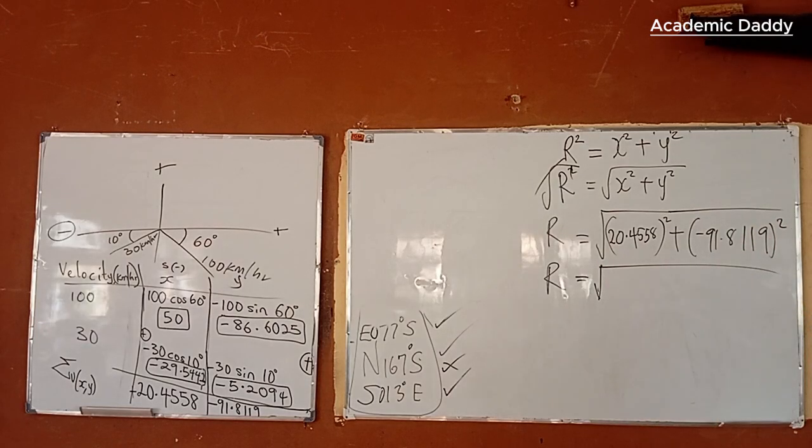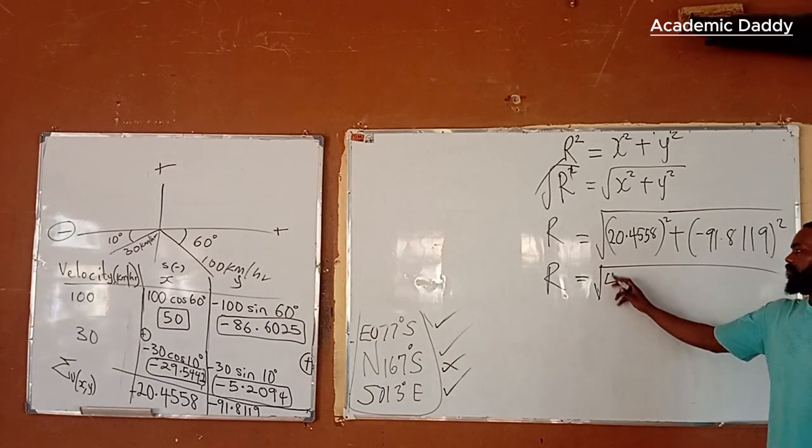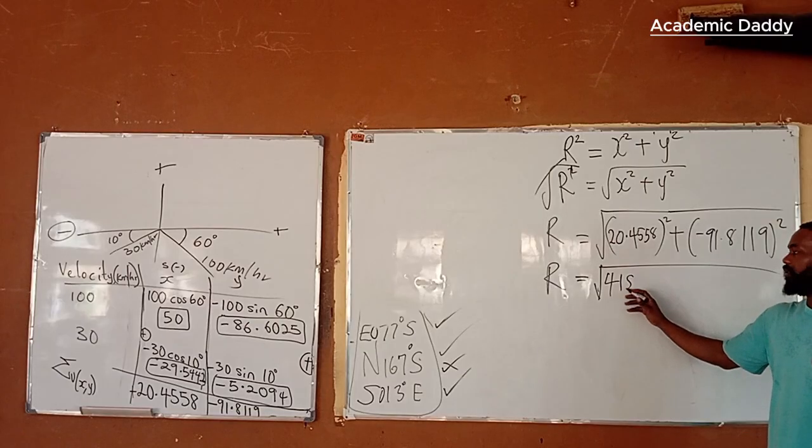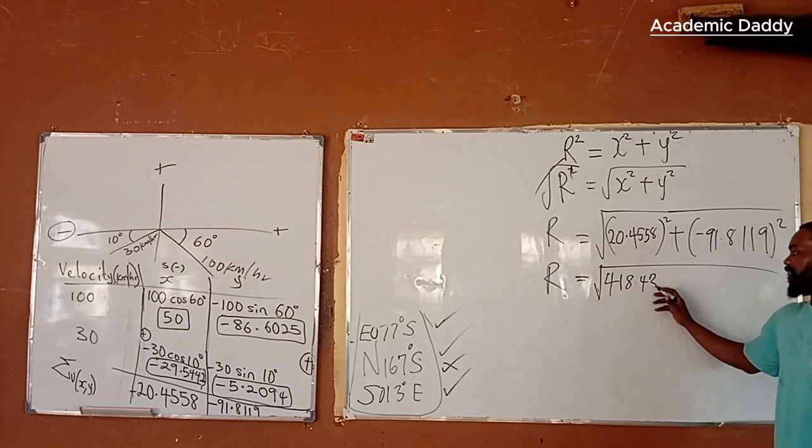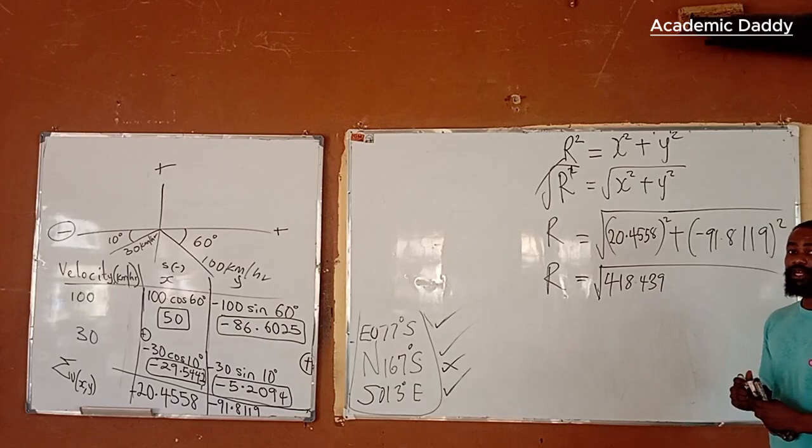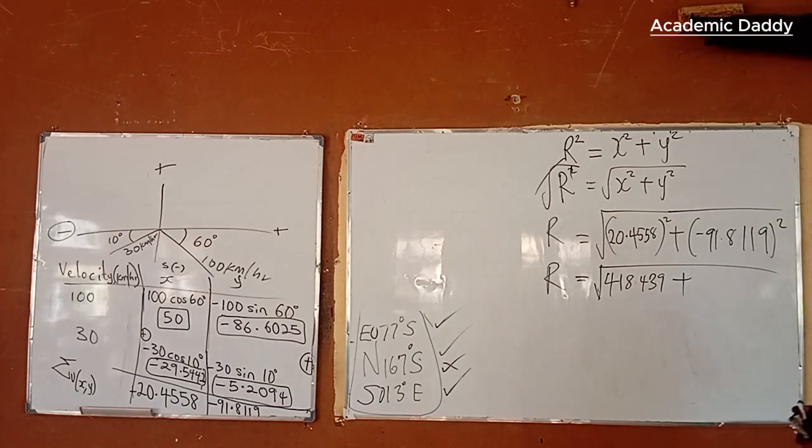20.4558 square. What do you have? 41.43 like that. Any other thing? Okay. Plus minus 91.8119 all square. What do you have?